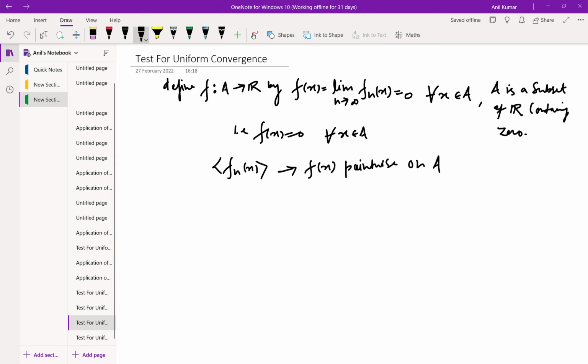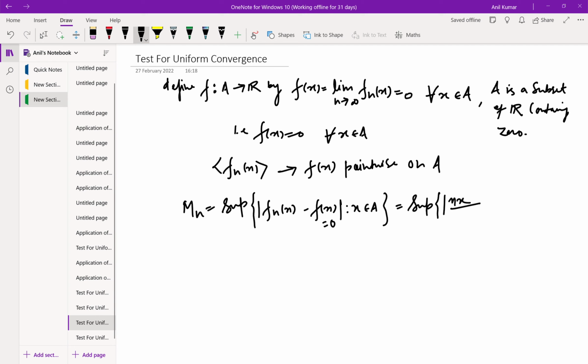Now Mn is supremum of modulus of f_n x minus f x, right? x is coming from the set A, so this will be supremum, this f x is 0, f x तो 0 है, so it is simply modulus of nx by 1 plus n square x square, minus 0 if you are interested, you can write, and x is coming from the set A.